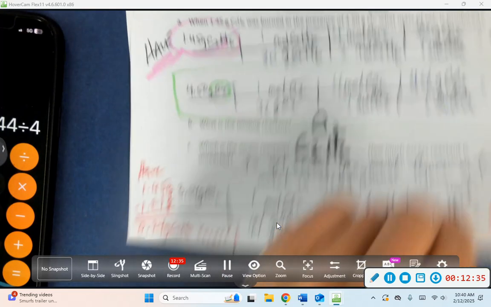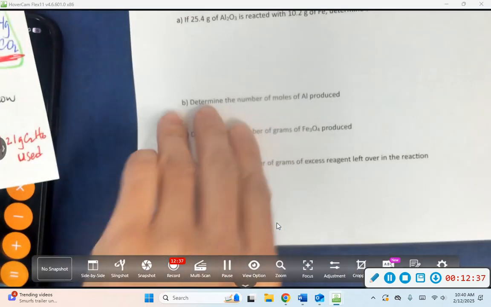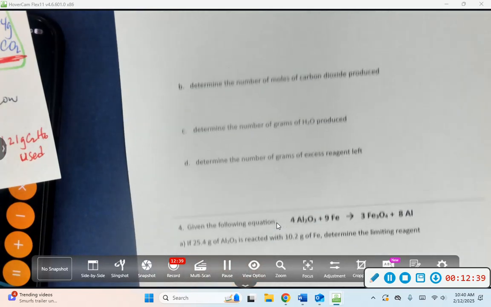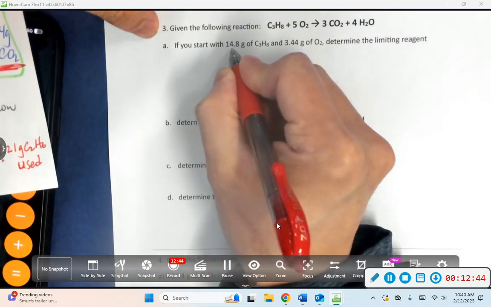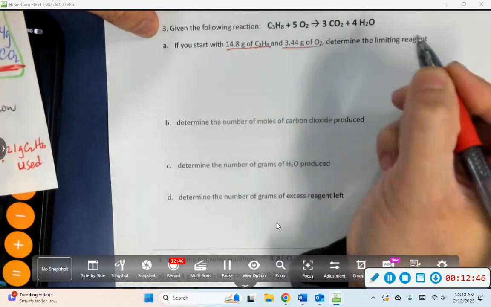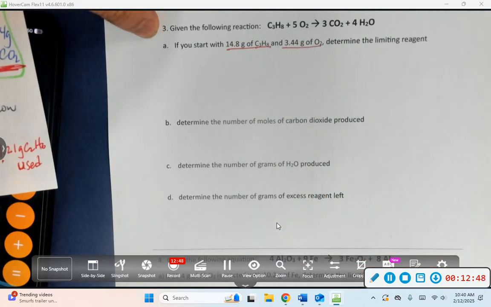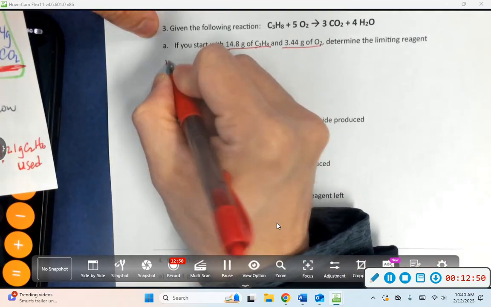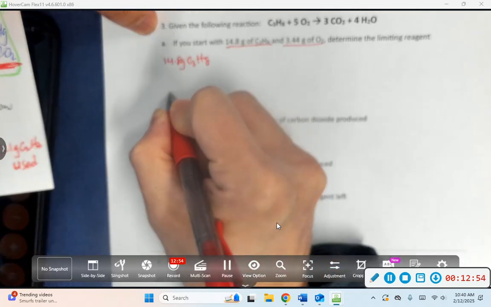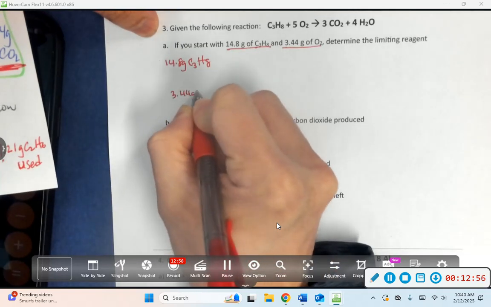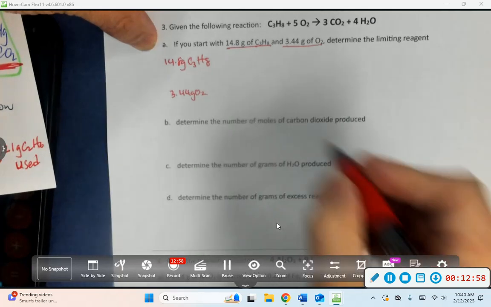Alright? And there's going to be more for you to practice here. So I'll get you started on this and you can be on your own. So we have 2 starting materials. Now we're dealing with propane and oxygen. So 14.8 grams of C3H8 and then 3.44 grams of O2. Determine the limiting reagent.